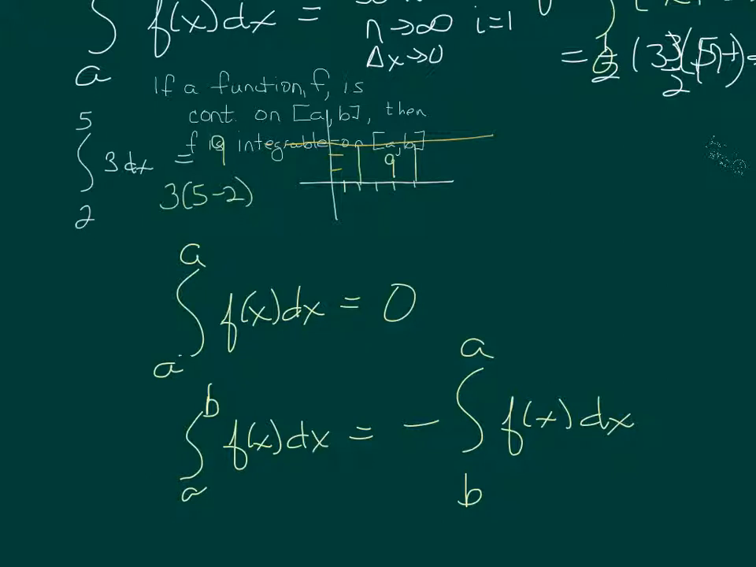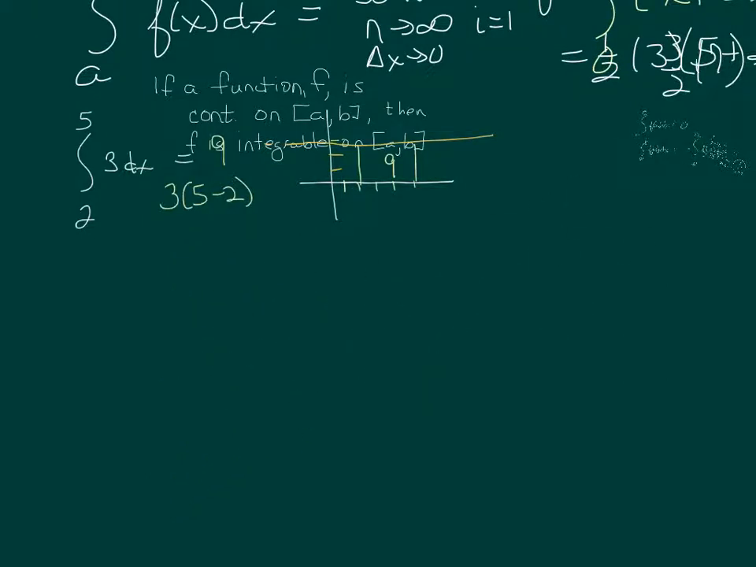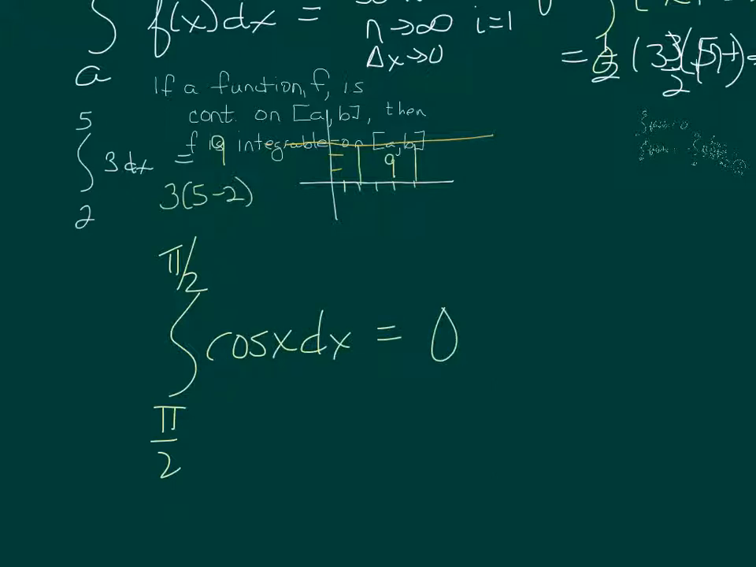Let's think about this integral. If we do from pi over 2 to pi over 2 of the cosine of x dx, what's that equal to? 0. That one's easy. Okay, now the cosine is defined at pi over 2, so we can do that. I think we did this one.